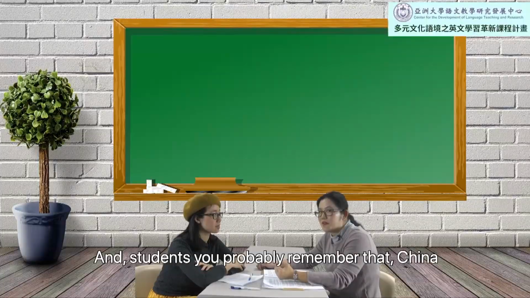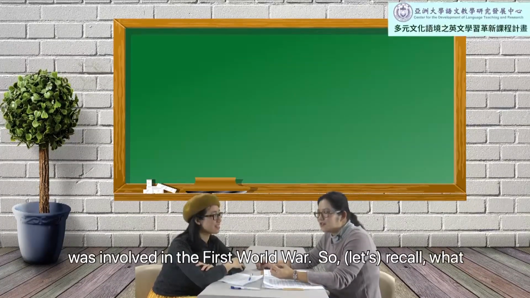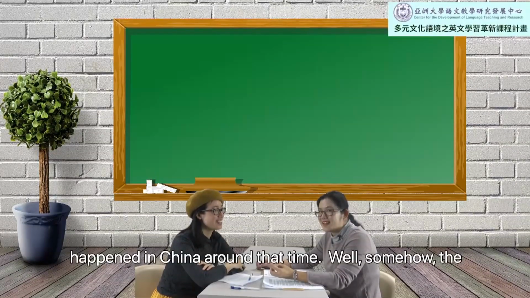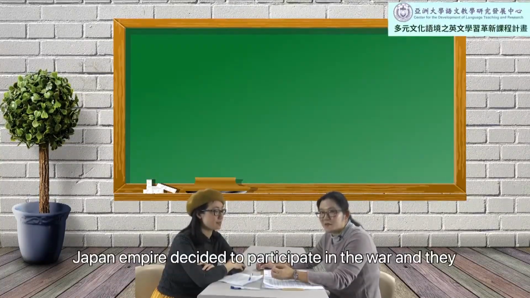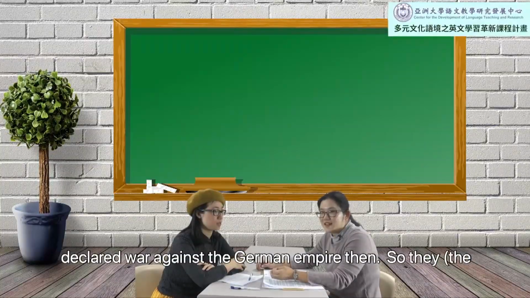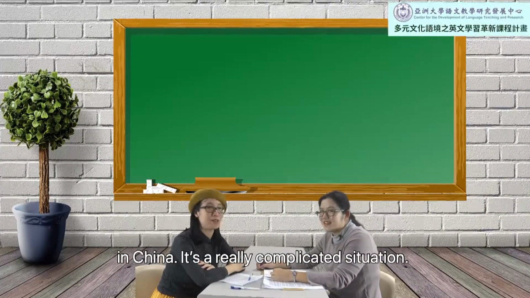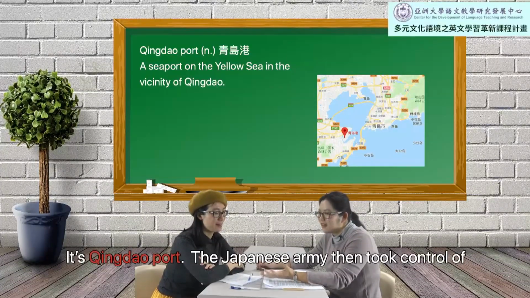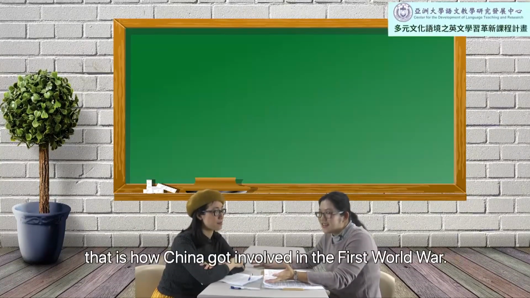And students, you probably remember that China was also involved in the First World War. So recall what happened in China around that time? Somehow the Japanese Empire decided to participate in the war, and they declared war against the German Empire. So they attacked the German colony in China, which is a really complicated situation. At Qingdao port, the Japanese army took control of that part and declared they won over the German side. That's how China got involved in the First World War.